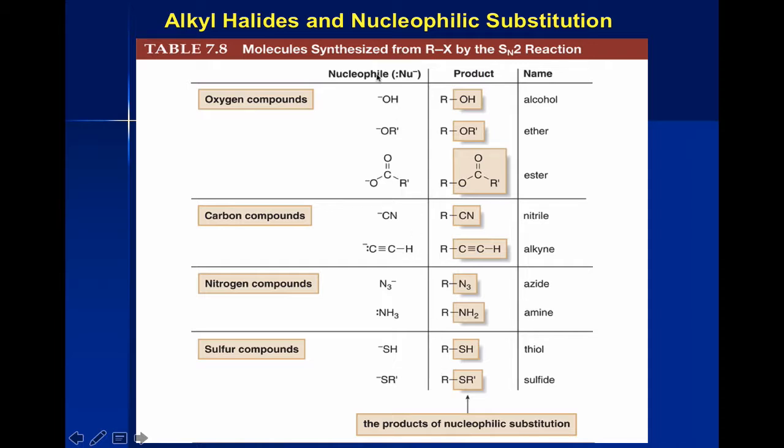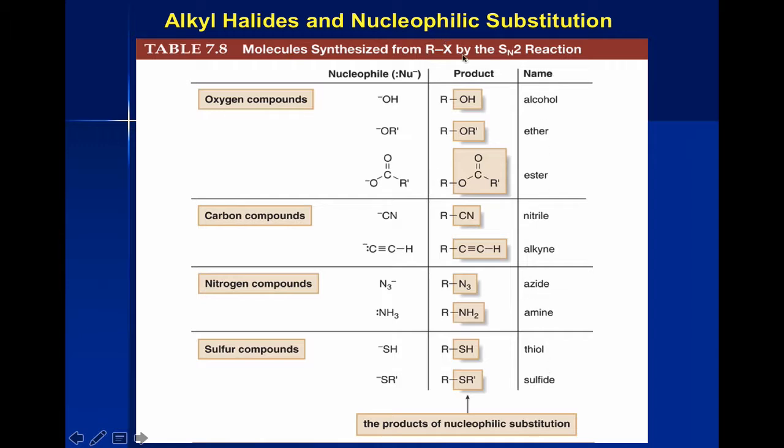But in all cases, these things are just behaving as the nucleophile. They all have either a lone pair of electrons or a lone pair of electrons and a negative charge. And so these are all decent nucleophiles. So you can have oxygen-containing nucleophiles, carbon-containing nucleophiles, nitrogen-containing nucleophiles, sulfur nucleophiles, and so on and so forth. And these all proceed quite easily to make these different functional groups.